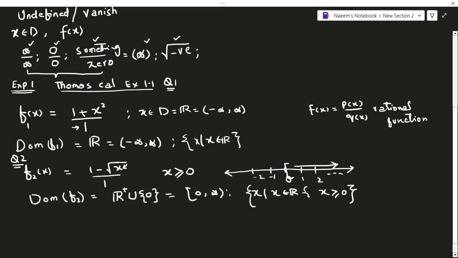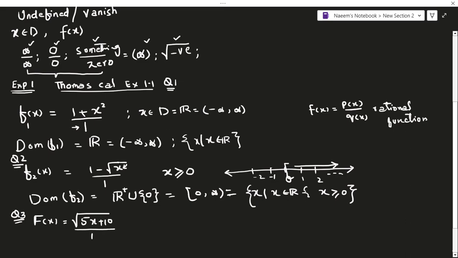These are the domain of the F2. Okay, see question number 3 as an example of exercise 1.1. If we have a function f of x, square root of 5x plus 10. Again, this is not a rational function.